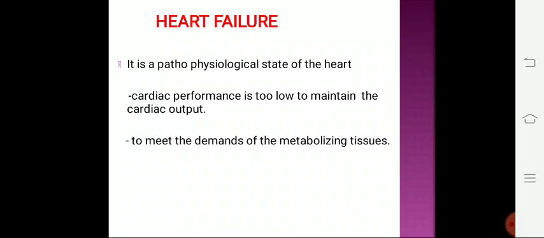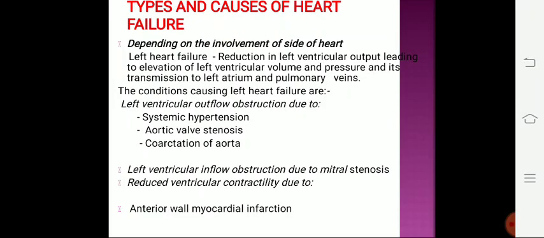Now the heart failure. Heart failure is the pathophysiological state of the heart when the cardiac performance is too low to maintain the cardiac output to meet the demand of the metabolizing tissue. Types and causes of heart failure. Heart failure can be classified in various ways.